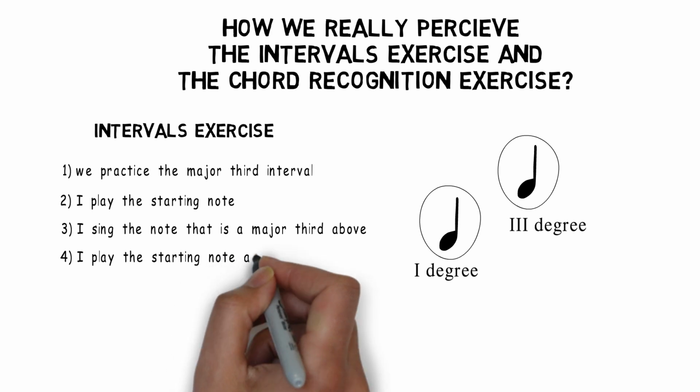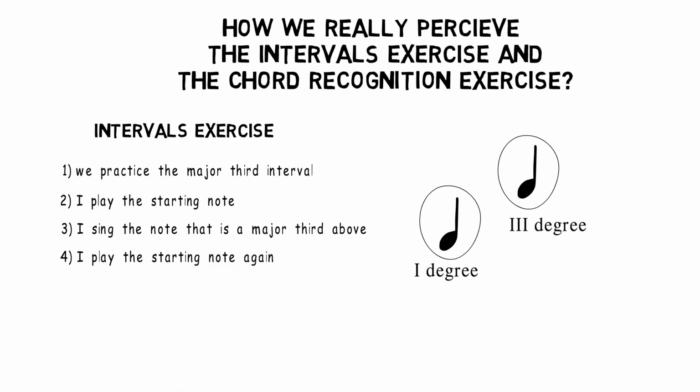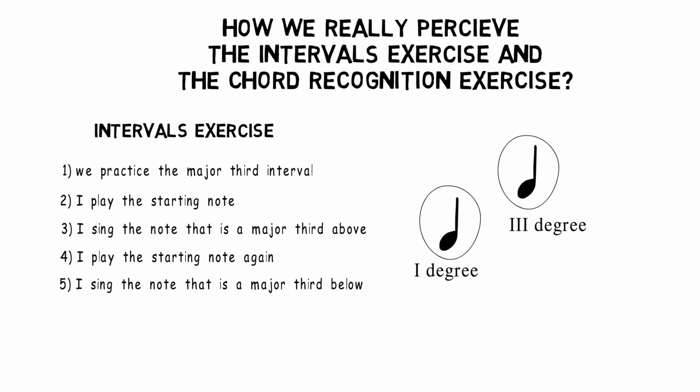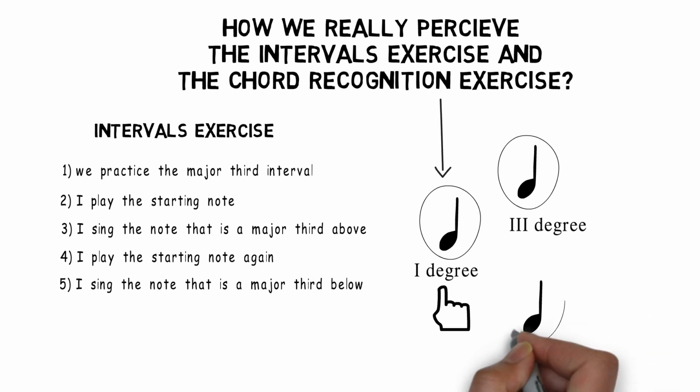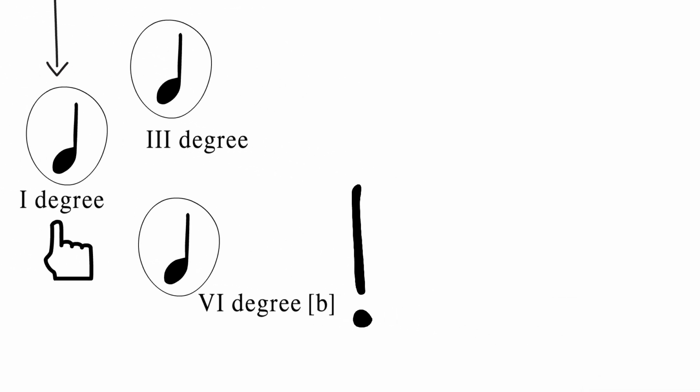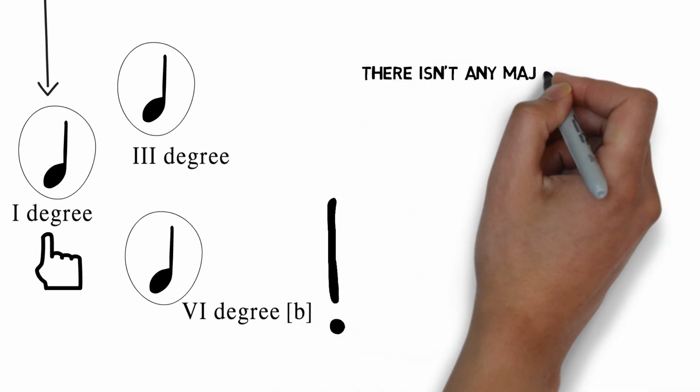I play the starting note again. And I sing the note that's a major third below. La. In this case, my mind will continue to consider the first note as the first degree of the major key. Therefore, considering this note as the first degree, the note that is a major third below is the flat sixth degree. But the flat sixth degree is not included in the major key.